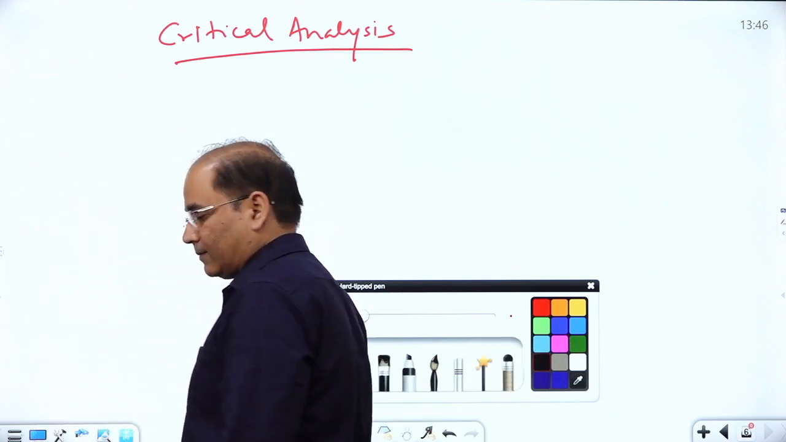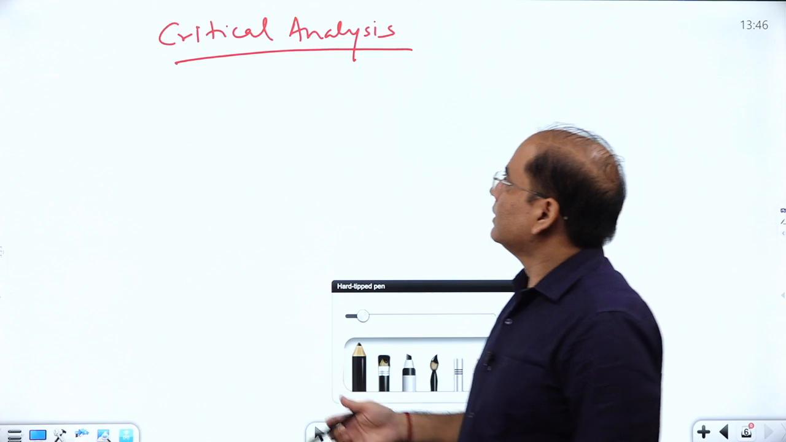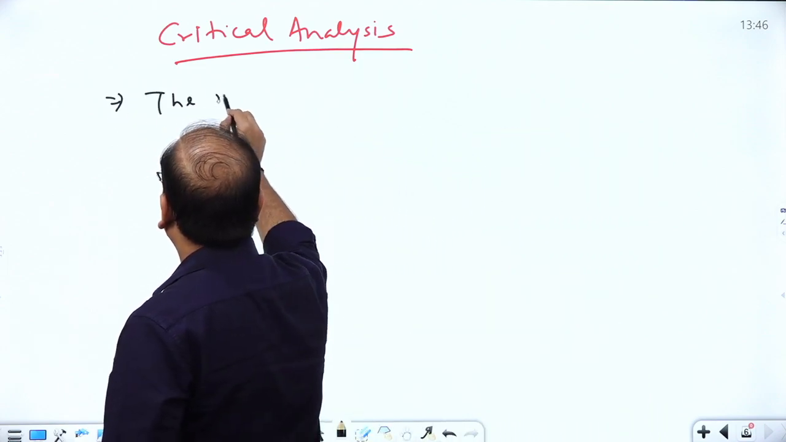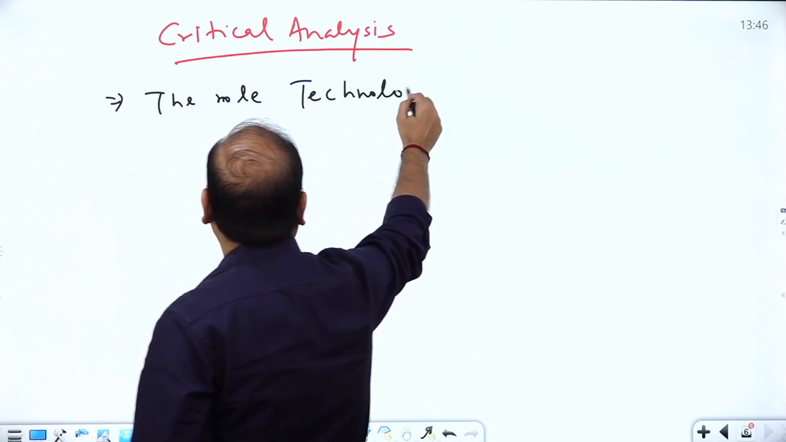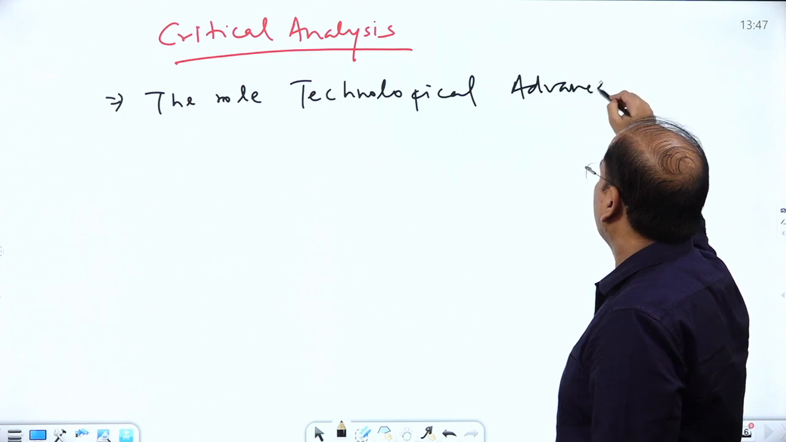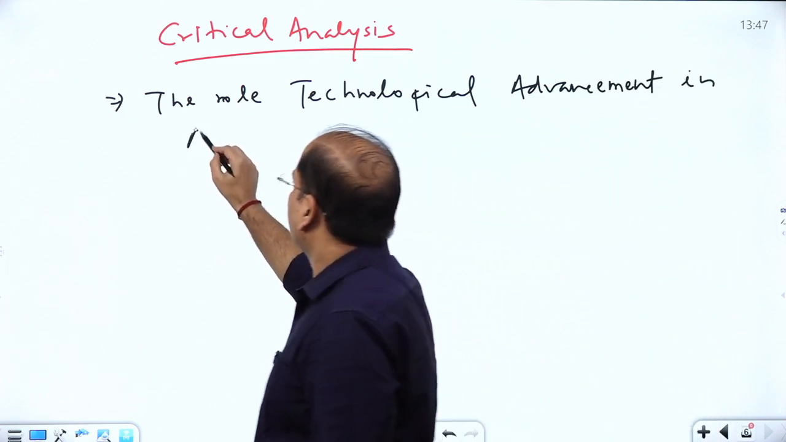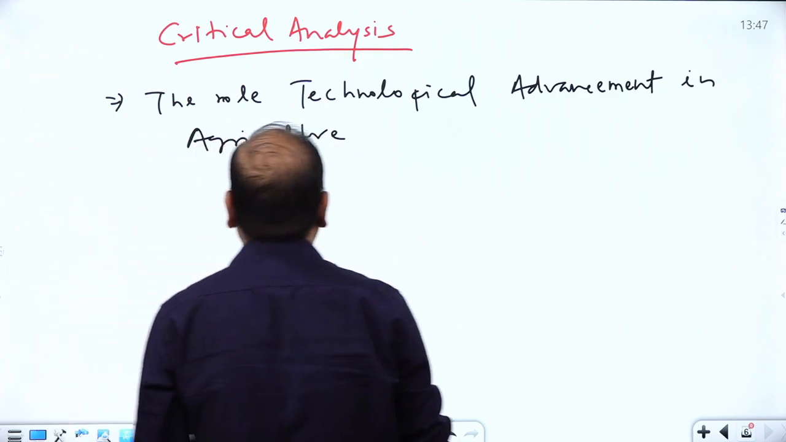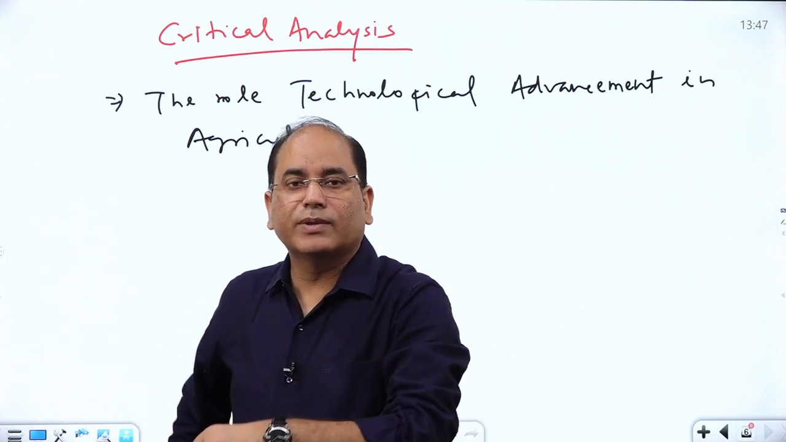Now the very first thing that Malthus has missed is he hasn't considered the role of technological advancement in agriculture. So the very first thing that he has missed, because already the industrial revolution was happening.